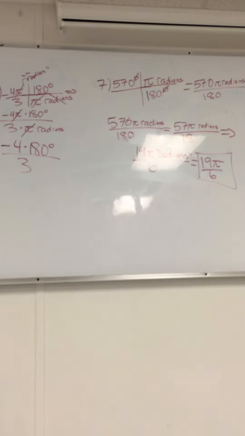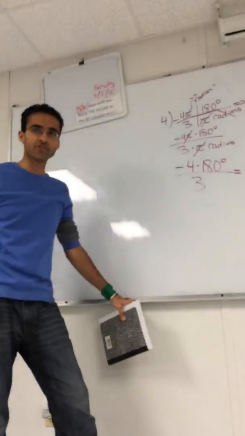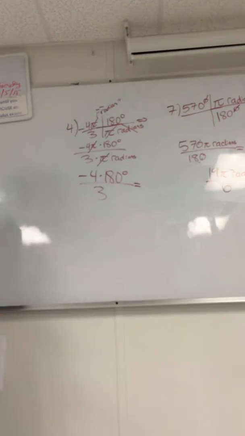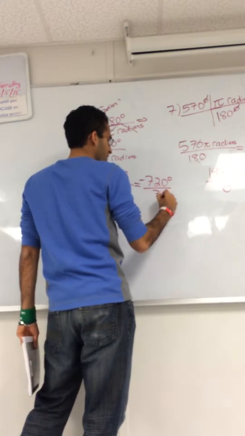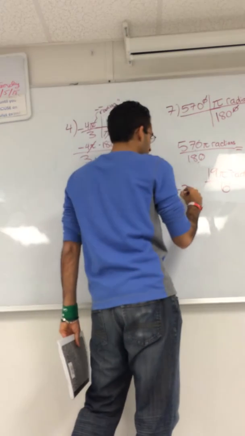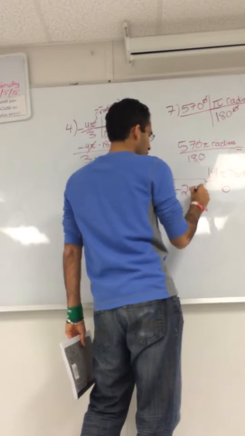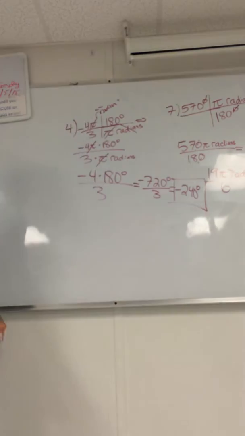So negative 4 times 180 divided by 3 could also be thought of as, well, negative 4 times 180 is negative 720 divided by 3. And this is just math, we can all do this. This is going to be negative 240 degrees. Please ensure you are keeping the negative sign and that the answer has a degree symbol.